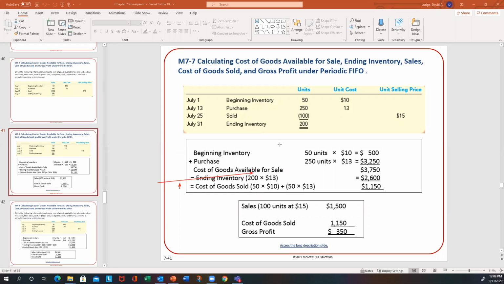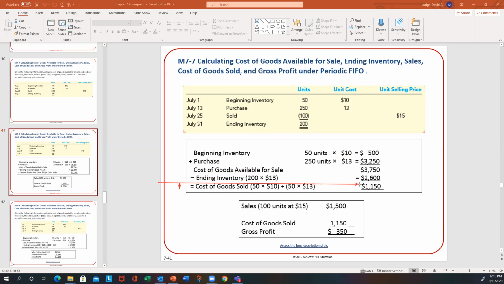Again, under FIFO, since they sold 100 units, we know that they would have sold 50 from that beginning inventory and then 50 from this purchase. So there's your 100. So your cost of goods sold would have been 50 at 10 and 50 at 13. They're showing you that right there. That's your cost of goods sold. And of course, your ending inventory is going to be whatever's left. So you're going to have 200 units left at 13 bucks. They're showing you that right there.